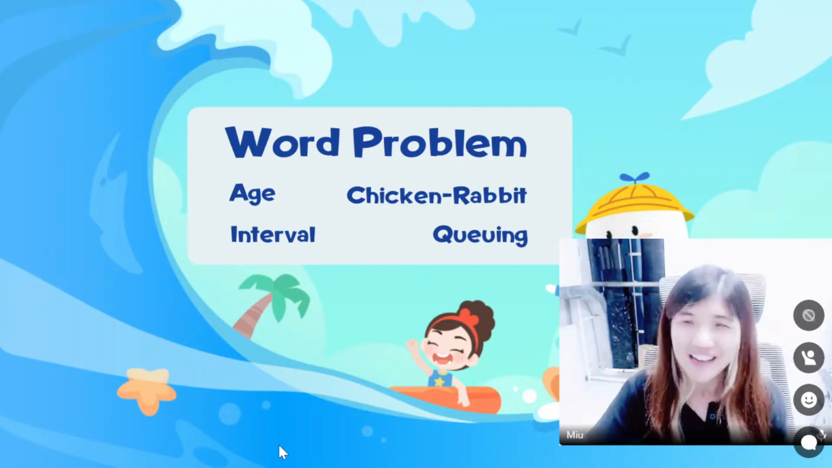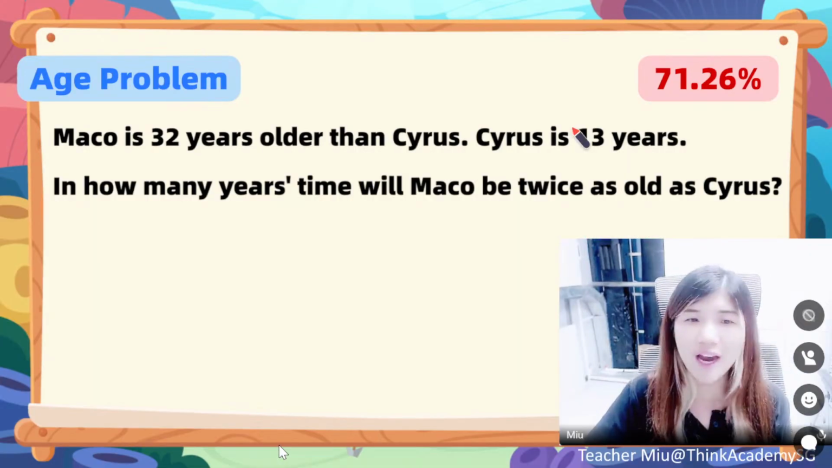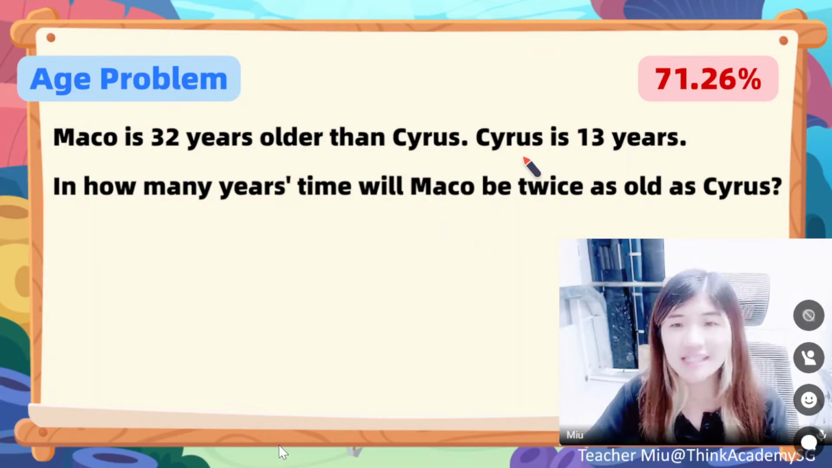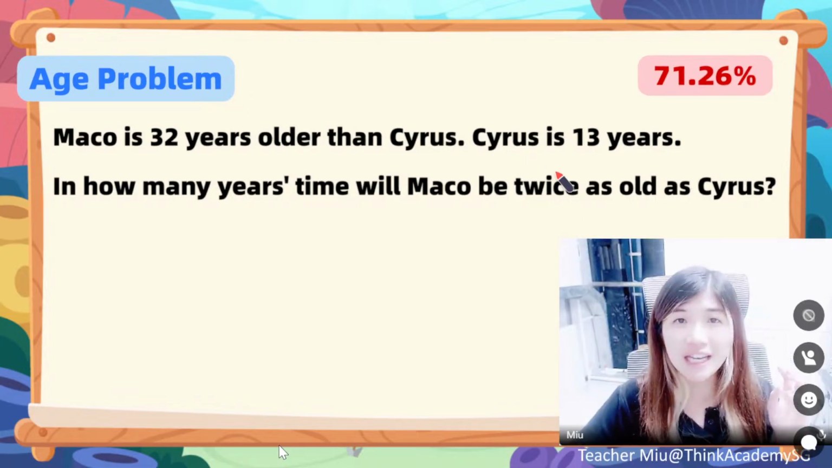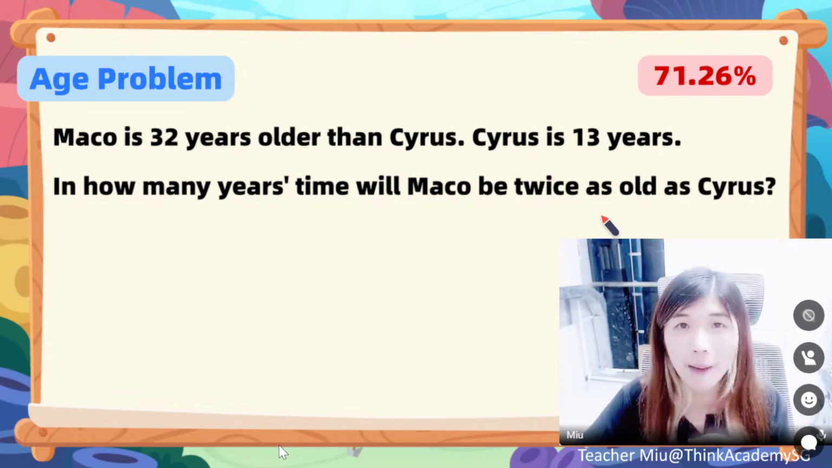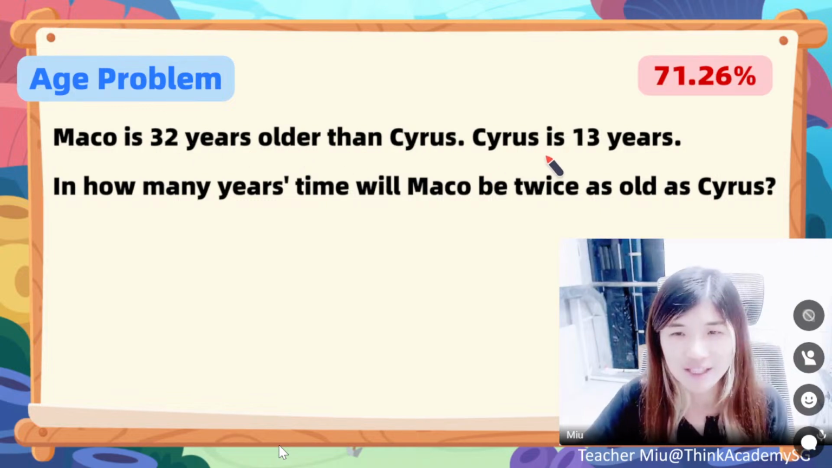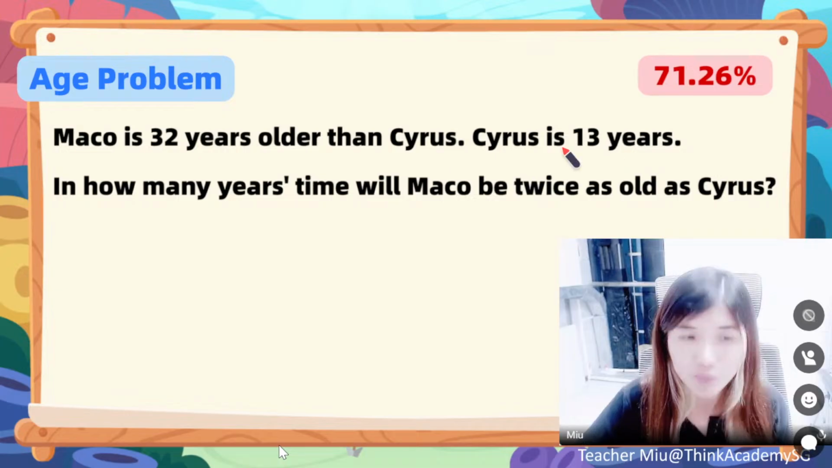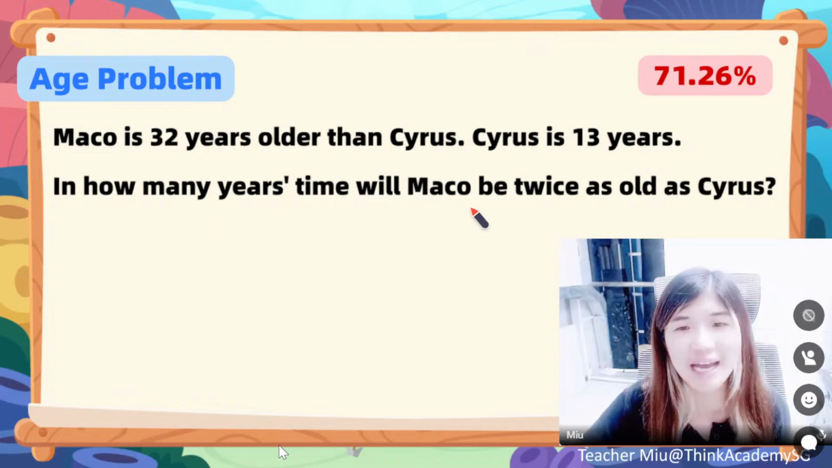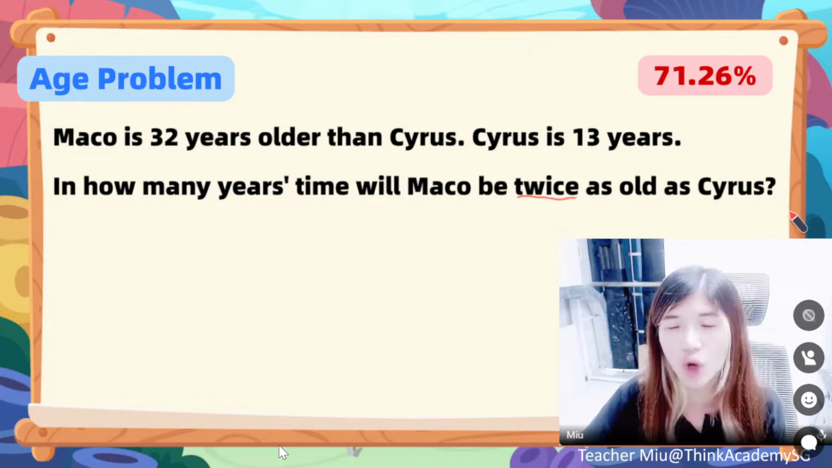For the age problem, first thing first is this one. This is actually in our daily challenge of age problem, which says Marco is 42 years older than Cyrus, and Cyrus is 13 years old. In how many years' time will Marco be twice as old as Cyrus?